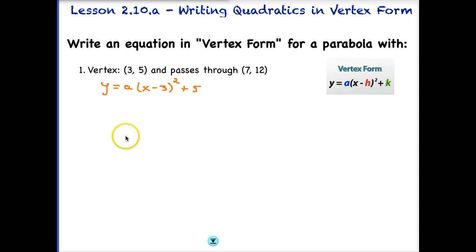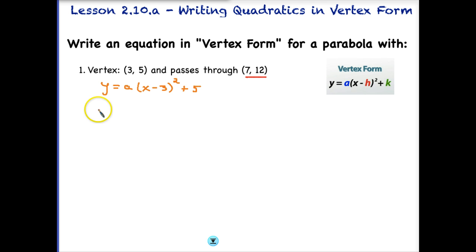Okay, well, I'm really close to writing this in vertex form, right? I have everything filled in except for my a value. But I do have this point here, this point 7, 12, and I can do something with that to help me find this a value. You did something similar to this when you would solve for b in y equals mx plus b. If you knew the slope m, and you had a point that you could plug in for x and y, you could find b. And this is really the same idea. We can find a because we have this point 7, 12 that we can plug in for x and y in our equation. So let's go ahead and plug that in.